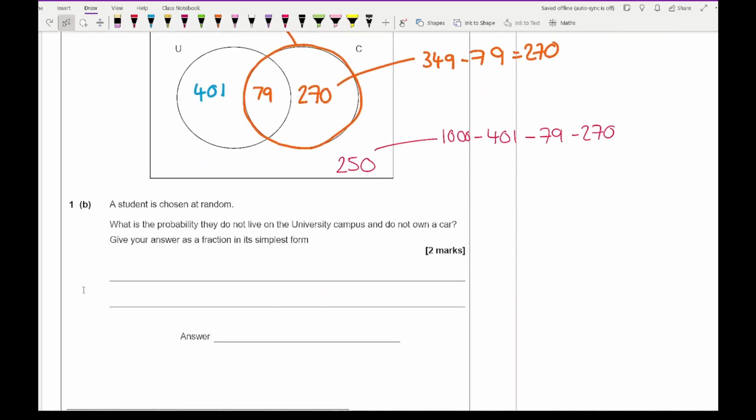Now for 1b, it says a student is chosen at random. What is the probability that they do not live on the university campus and do not own a car? Well, the probability that they don't live on campus and don't own a car is this number that's outside of the 2 circles. So that's 250 divided by the total number, which is 1,000, and I can simplify that to give me 1/4. It also does say to give your answer in its simplest form, so if I did leave the answer as 250 over 1,000, that would only get me 1 mark. I need to make sure that I'm simplifying the fraction to give me 1/4.